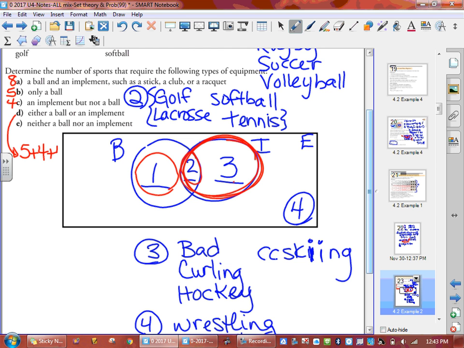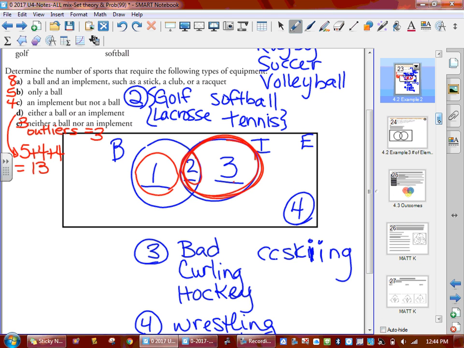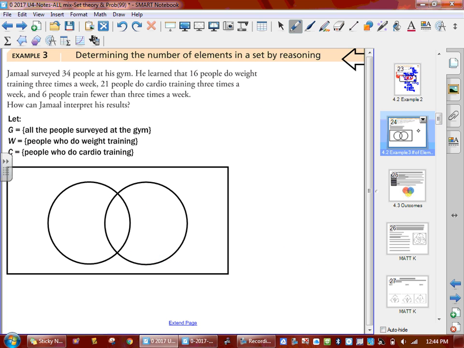Okay, check your work. Let's take a look at our last example. Our last example is talking about a gym. So again, you've got your 3 regions, 1, 2, 3, and your outlier. So weight training and cardio, and we're talking about G for gym. So weight training with 16, cardio should add 21. Our regions are 7, 9, and 12 with an outlier of 6. So check your work, make sure you've got everything correct. This is the end of lesson 4.2.